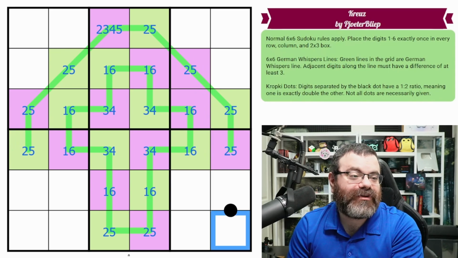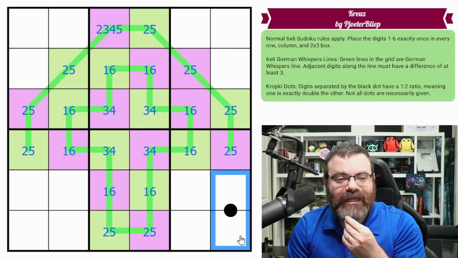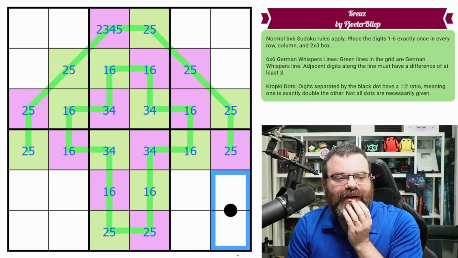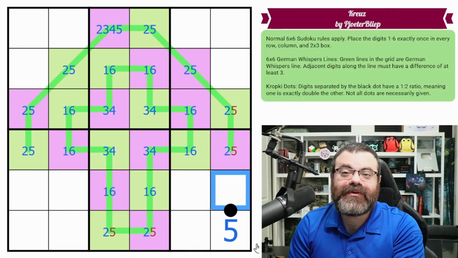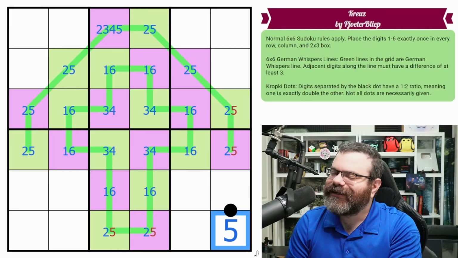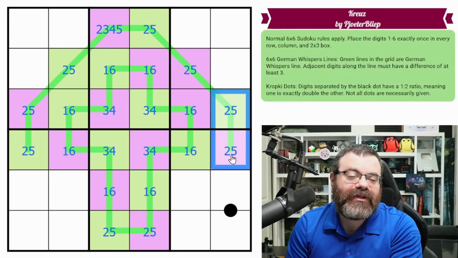This black dot is what disrupts the symmetry. In fact, looking at this black dot, it sees a 2 5 pair. Now, we already couldn't put a 5 on a black dot. If you try to put a 5 on a black dot, the other digit would have to be 2.5 or 10. Good luck. But we also can't put a 2 on here.